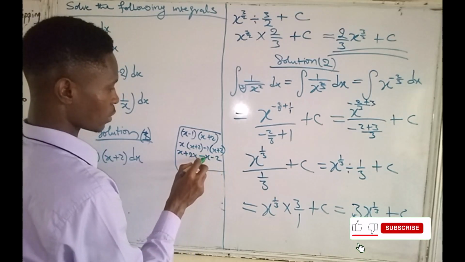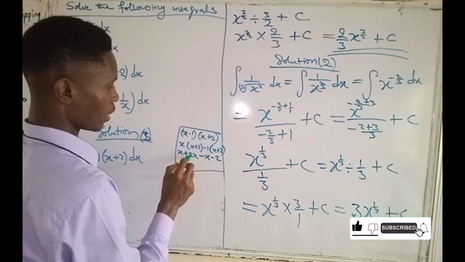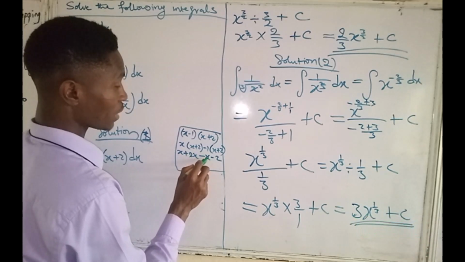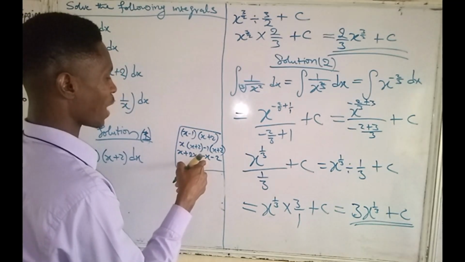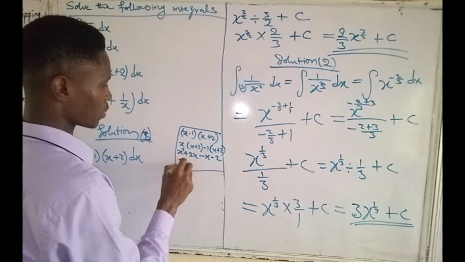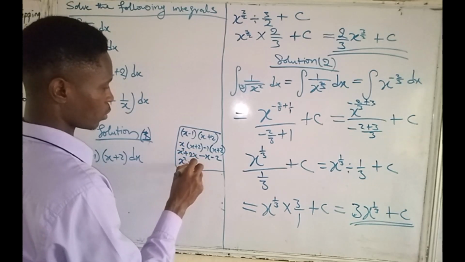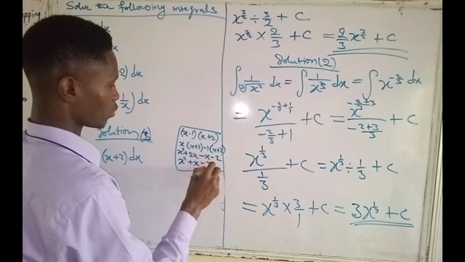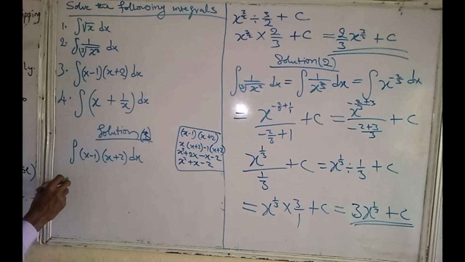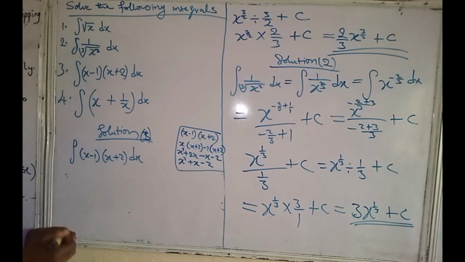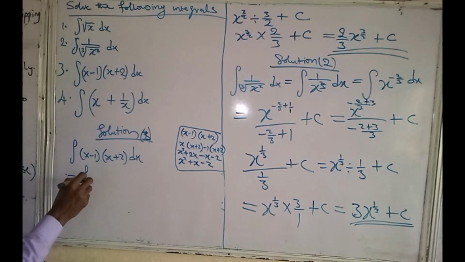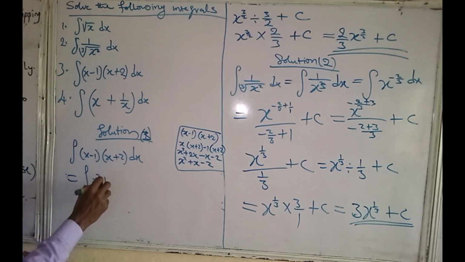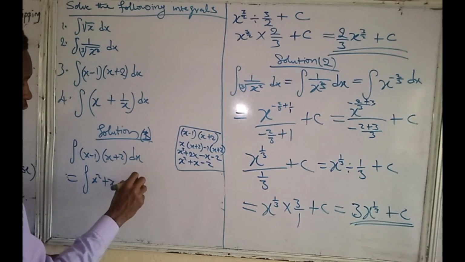So this is 2x, this is 1x. Their coefficients here are 2 and 1. The variables are the same, so they are like terms. Since they are like terms, this is 2 minus 1. So this gives us x squared plus x alone minus 2. So this integral is now, okay, since you got this, let me just write. This should be equal to the integral of x squared plus x minus 2 dx.